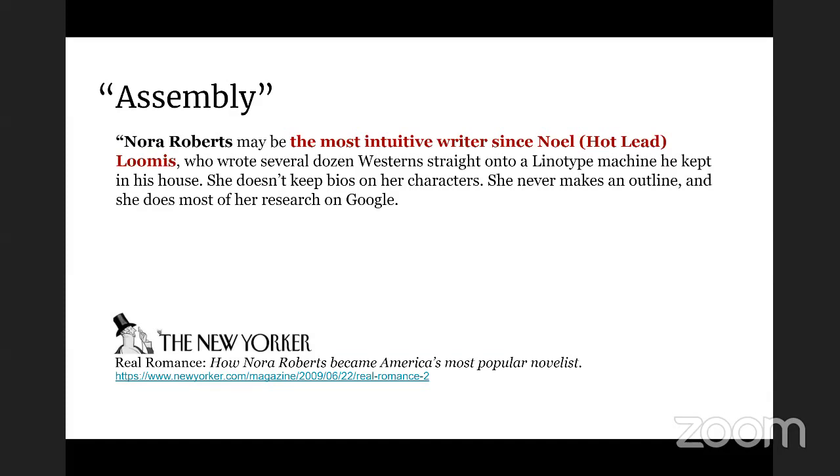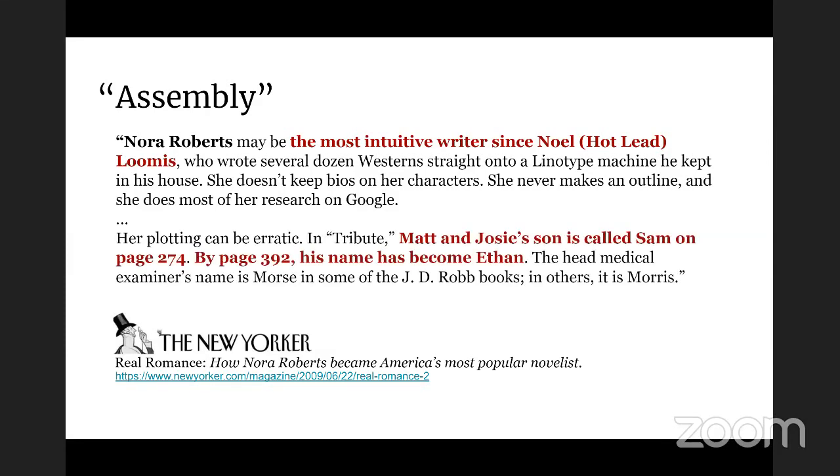Nora Roberts here never makes an outline, does most of her research on Google, doesn't keep bios on her characters, and that's fine, I think, for a fictional narrative. But it does lend itself to certain inconsistencies, right? The article noted that the plotting can be erratic. In Tribute, Matt and Josie's son is called Sam on page 274, but by page 392, the name became Ethan. That's a pretty egregious change of character there. At least with the J.D. Robb books, it just went from Morse to Morris. I think that's maybe a little easier to understand.